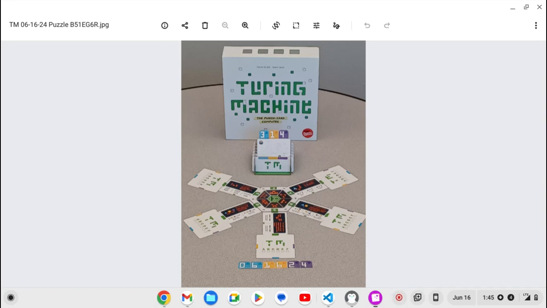Let's begin. Today's June 16th, 2024, and we're solving the Daily Turing Machine Puzzle. Today's puzzle uses 5 criteria cards and it's 5 verification cards. Let's go to turingmachine.info for the details.